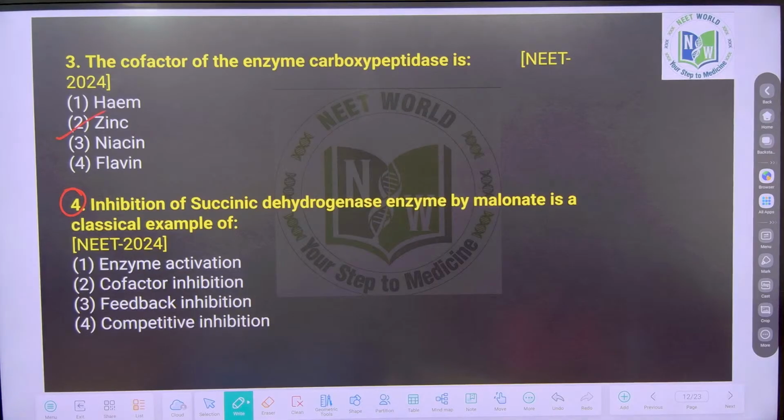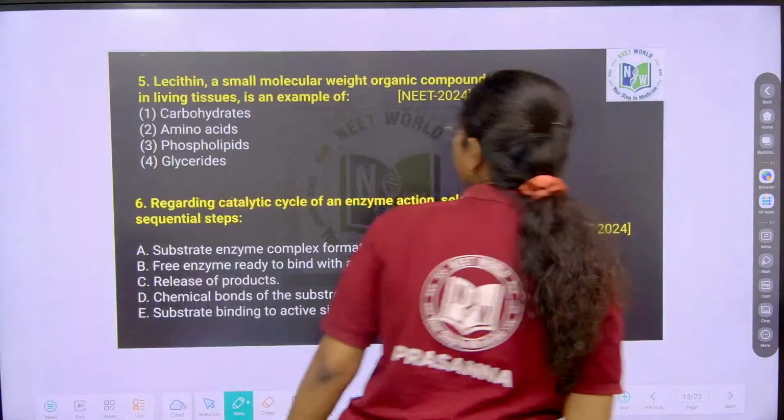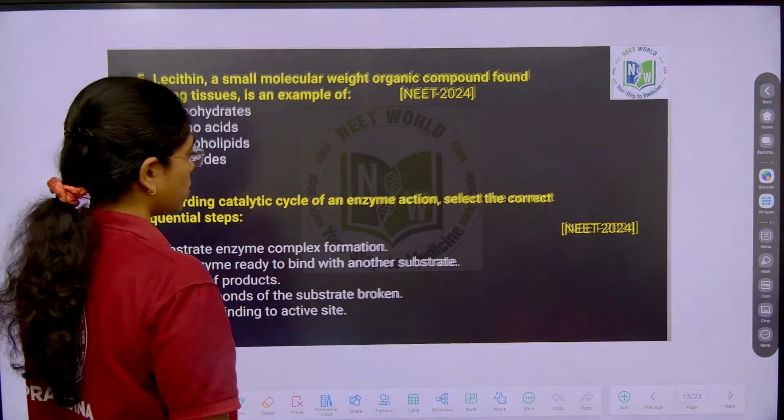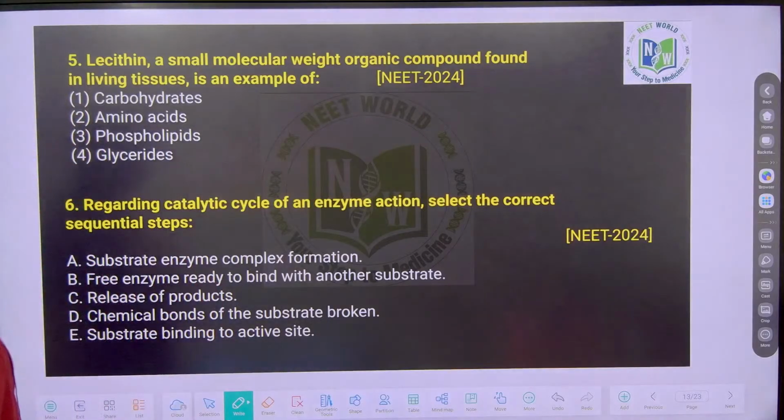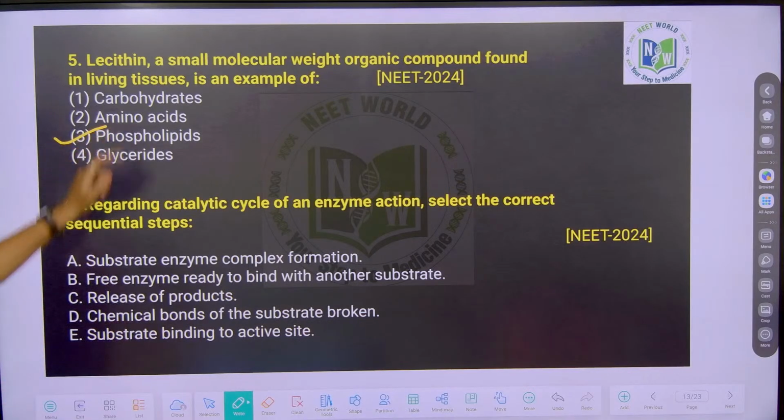Inhibition of succinate dehydrogenase enzyme by malonate is what type of inhibition? Competitive inhibition. Next, lectin, a small molecular weight organic compound found in the living tissues, is an example of secondary metabolite. Lectin, remember that. Next.